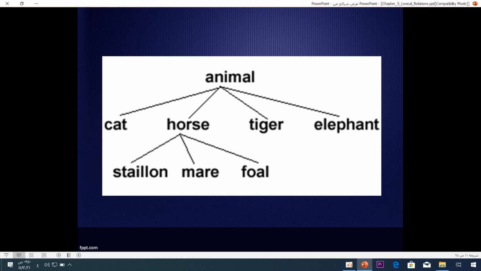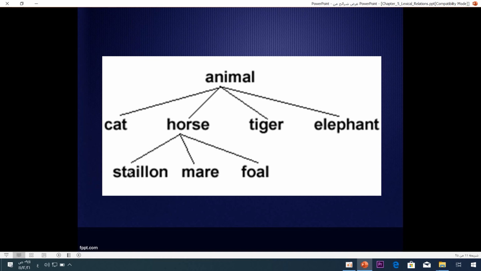If he wants to make it more specific, to narrow students' thinking about the word, they will say an animal that is voracious or wild, living in the jungle. So cat, horse, tiger, elephant, all of them belong to the word animal. So all of them are included in the word animal. In Arabic, cat, horse, tiger, elephant, جميع الكلمات مشمولة في كلمة animal.